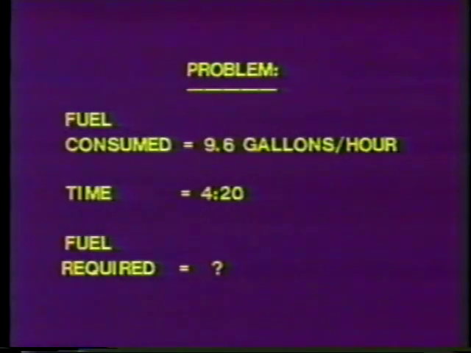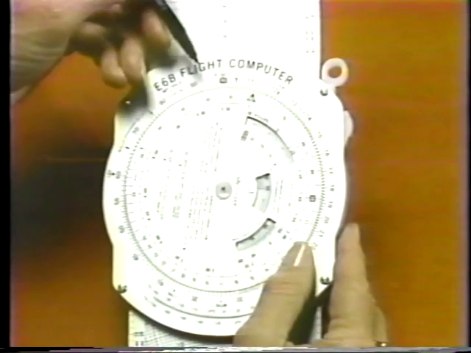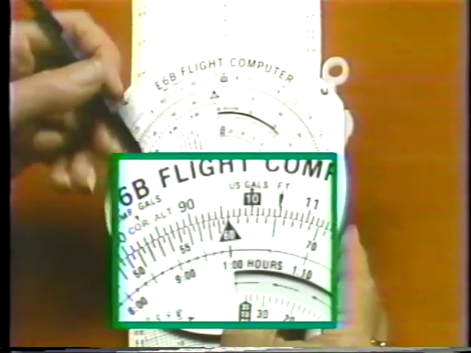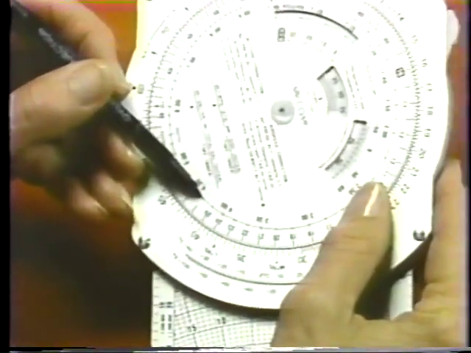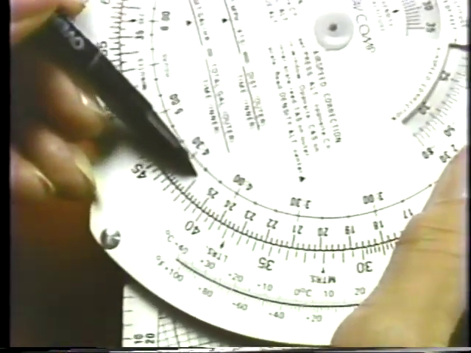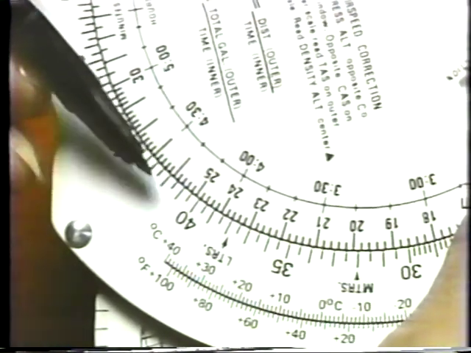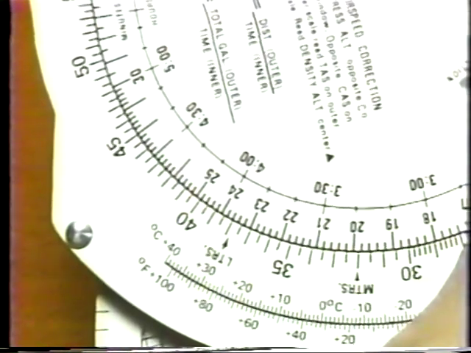Here's another problem to determine the fuel required for a flight. The fuel consumption is 9.6 gallons per hour, and the flight time is 4 hours and 20 minutes. How much fuel will we need for this flight? Set the rate arrow under 9.6 on the A scale. Locate 4 hours 20 minutes on the C scale. Read 41.8 gallons on the A scale. This flight requires 41.8 gallons.